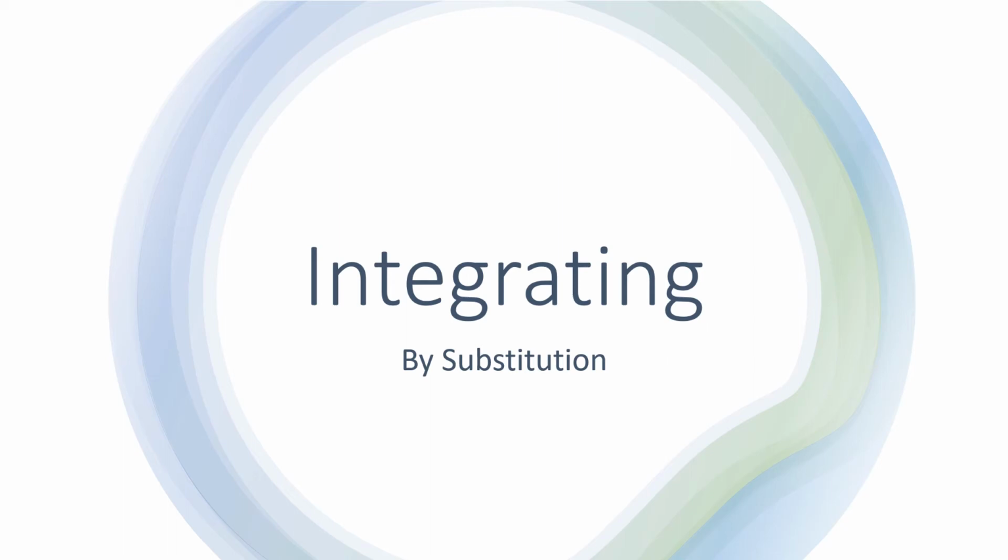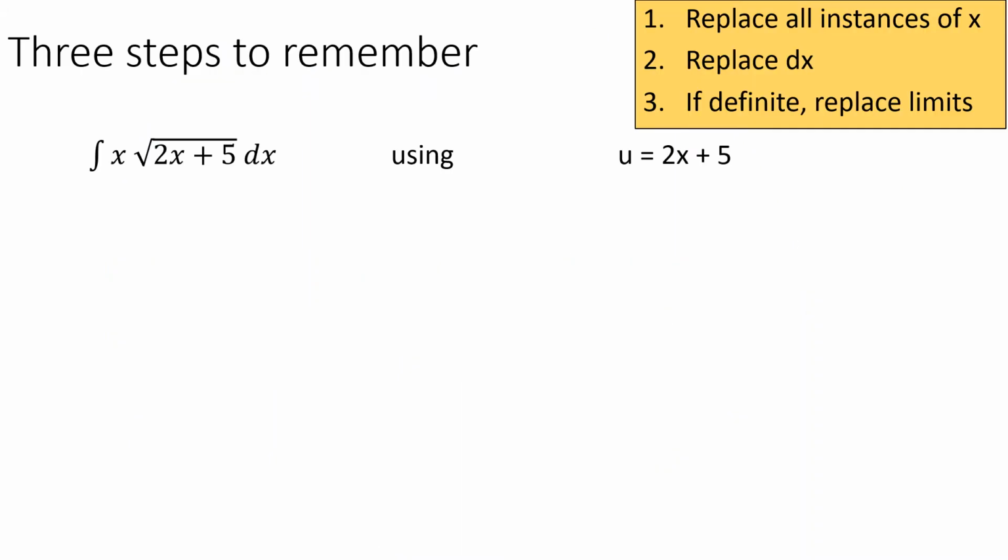Okay, so we're going to look at another similar method of integration. This one is by substitution. The way integration by substitution works is it takes something that you are unable to do and turns it into something that we can do by substituting in a different value.